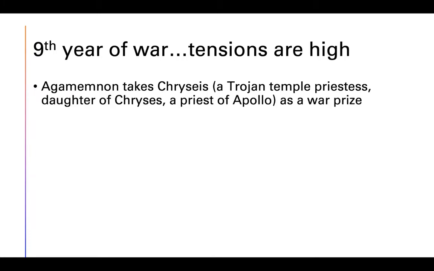Okay, and so this is what happens. Agamemnon takes Chryseis, who is a Trojan temple princess, daughter of Chryses, a priest of Apollo, as a war prize. Okay, so the Achaeans mount some sort of attack on the Trojans. They capture these Trojan priests and priestesses at a temple of Apollo. Remember, Troy and Apollo have a lot of connections. They really like Apollo over in Troy. So anyway, the Achaeans take this territory that includes this temple of Apollo, and there's a temple priestess there named Chryseis.